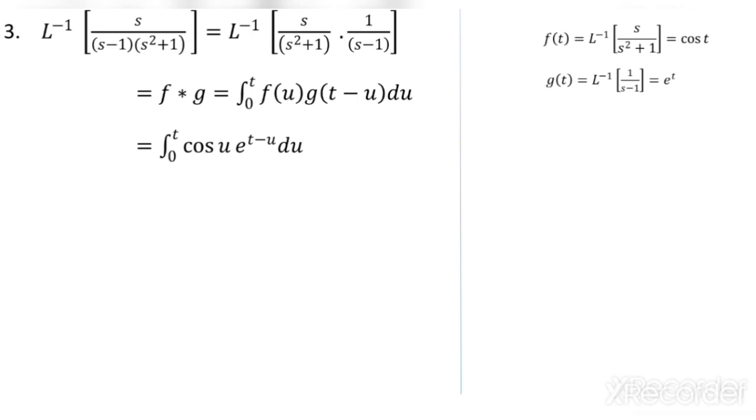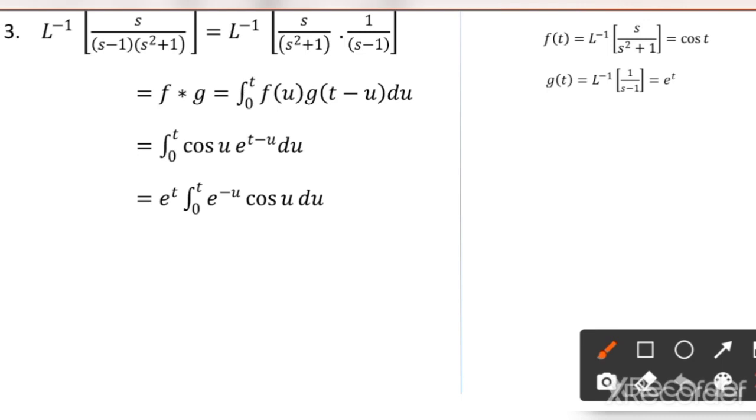So that is cos t, correct. So we can write cos u into e power t minus u, because g of t is e power t. So what is e power t minus u? I can split that using a power m plus n equals a power m into a power n. So e power t into e power minus u, but e power t here is constant, so I can take it out, because the integral is with respect to u. Just integrate this. How to integrate?